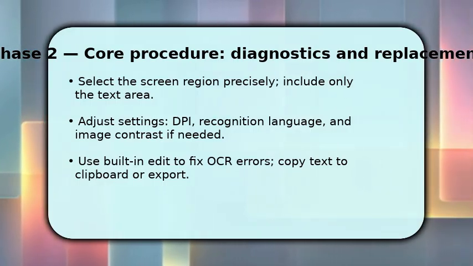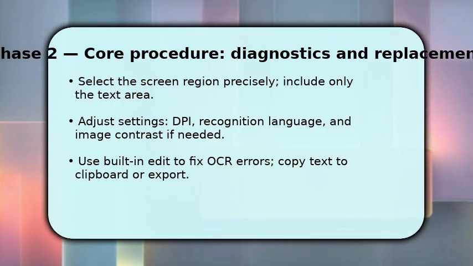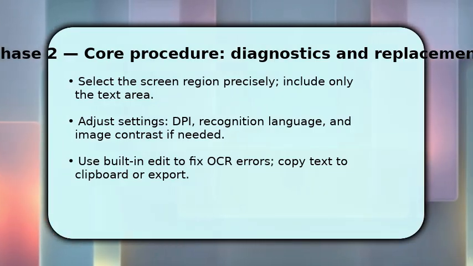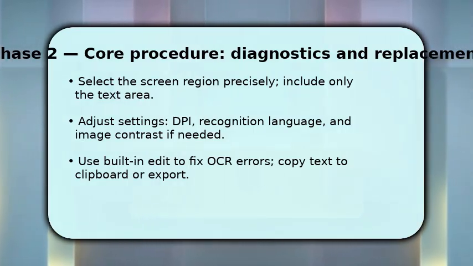The extension runs recognition and shows editable text. Review it to fix common OCR mistakes like punctuation or similar characters. When corrected, press Copy to put results on your clipboard, or export the text.